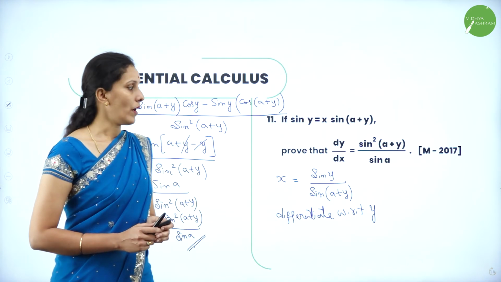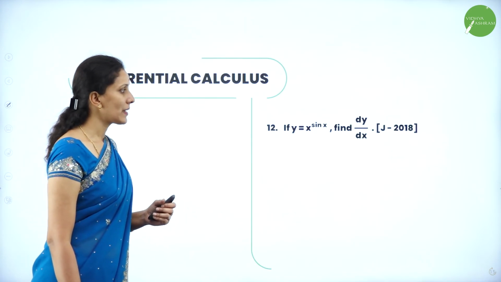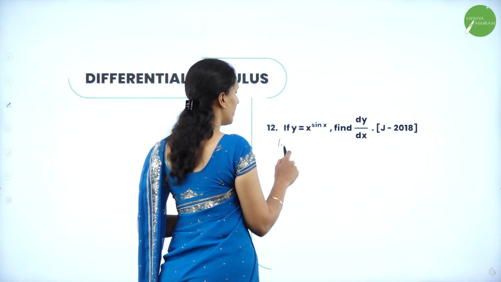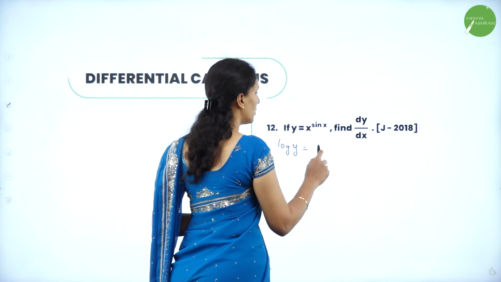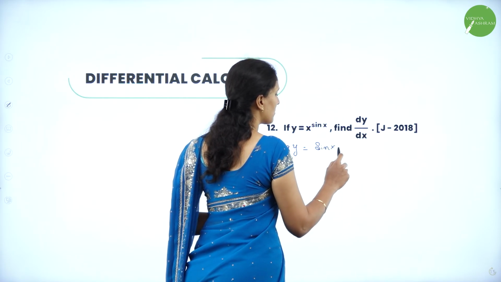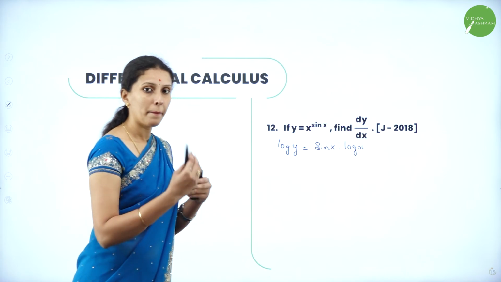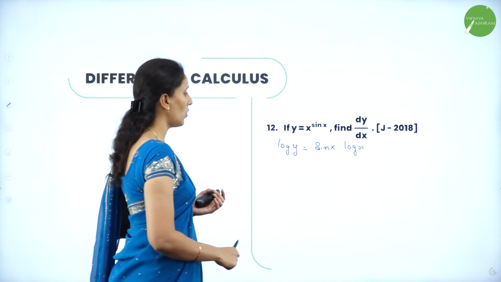Next one, if y is equal to x to the power sin x, find dy by dx. Again apply the log function here. We get log y is equal to log of x to the power sin x. Power can be written as sin x into log x.